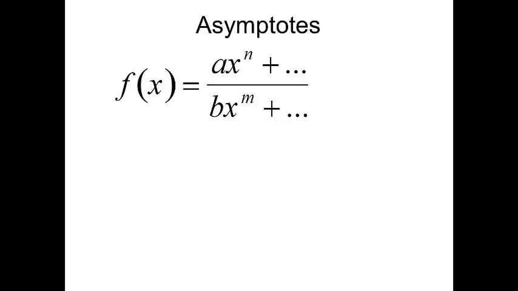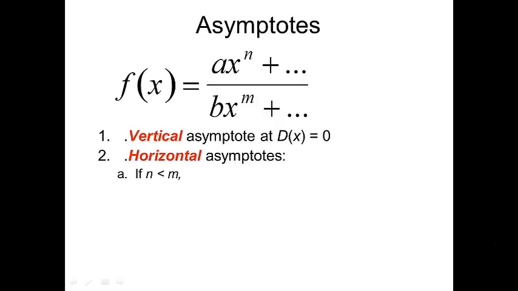Okay, let's talk about the asymptotes. You have this form here where you have some kind of polynomial, and we're talking about the leading term, the one with the highest exponent, and then we're just going to ignore these when we're trying to find the asymptotes. Okay, for the vertical asymptote, you make the denominator equal 0. We can't divide by 0, so those are the places where we're going to have undefined places on the graph.